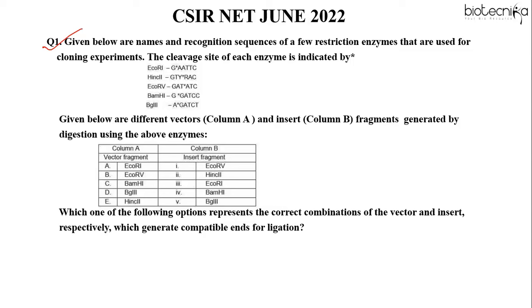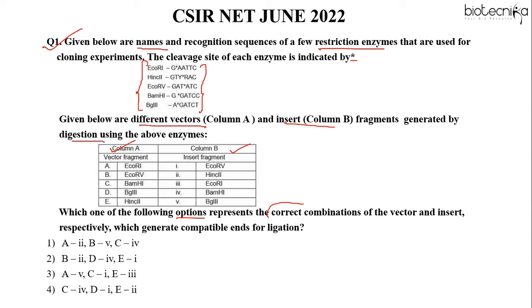Now let's have a look at the type of previous year questions based on these topics. The very first question is, given below are names and recognition sequences of a few restriction enzymes that are used for cloning experiments. The cleavage site of each enzyme is indicated by symbol *. So they have given you several restriction enzymes and their recognition sequences. Also given below are different vectors shown in column A and insert fragments shown in column B generated by digestion using above enzymes. You have to find out which one of the following options represents the correct combinations of the vector and insert respectively, which generate compatible ends for ligation.